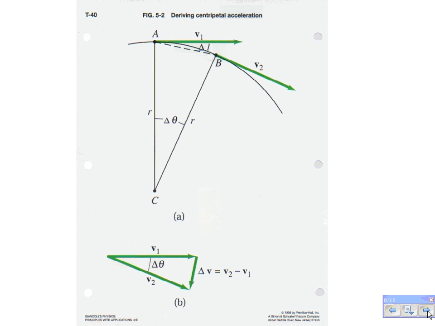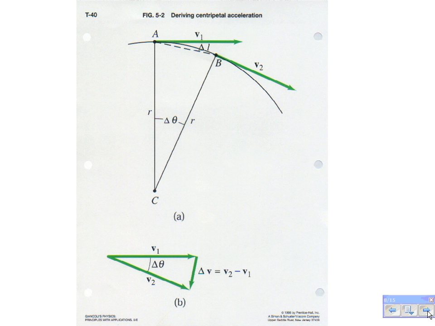Let's look at this real quick. If I have an object going around in circular motion, at point A, its velocity is to the right. And at point B, sometime later, its velocity is kind of down and to the right. Way back when, we talked about change in velocity over change in time. What was change in velocity over change in time?